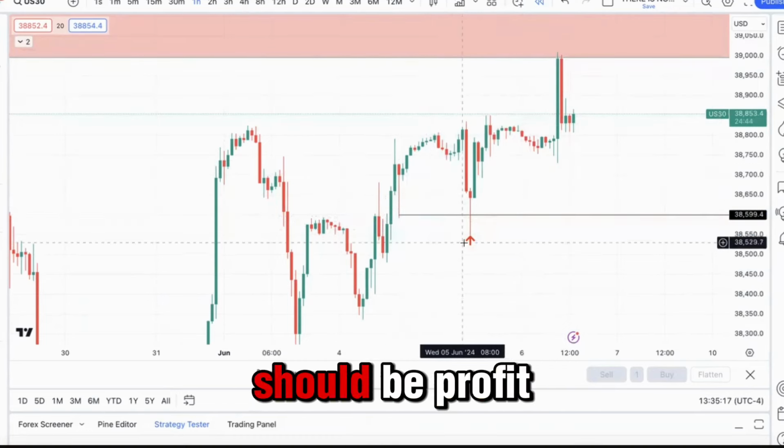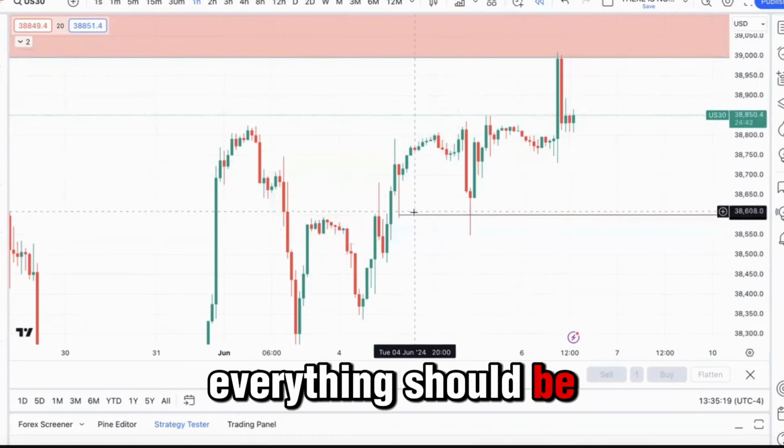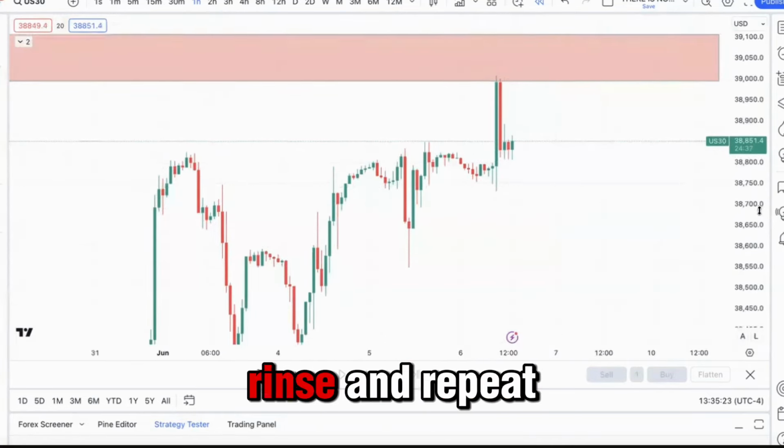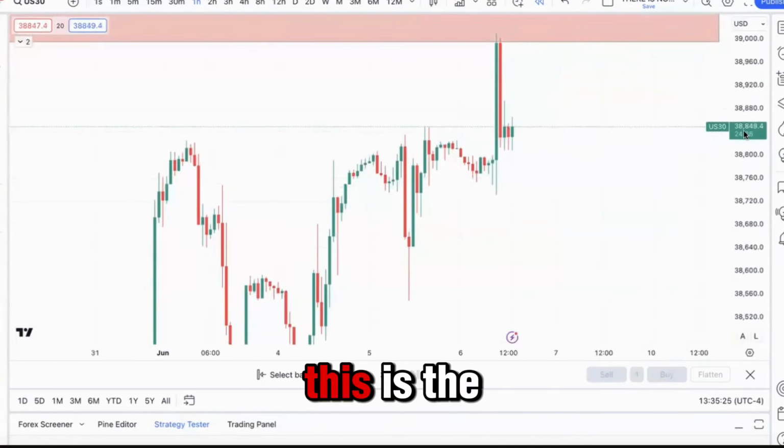And now everything should be profit. Everything should be profit for you, right? So now rinse and repeat yet again, guys, rinse and repeat. And this is the live chart. As you can see down here, rinse and repeat.